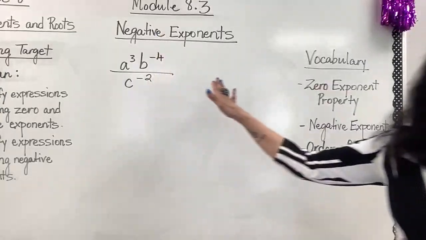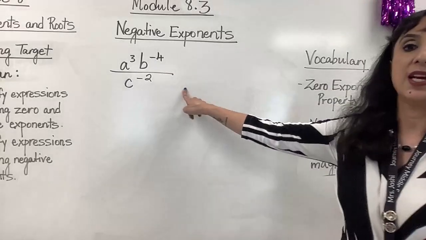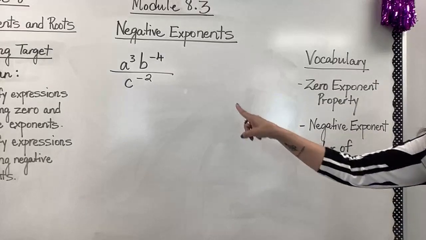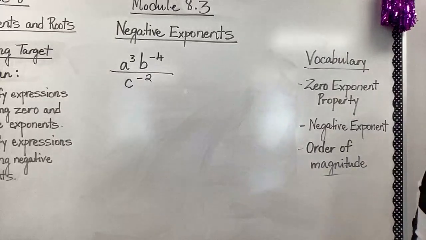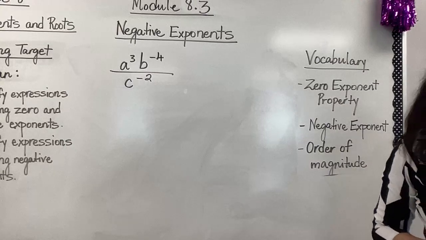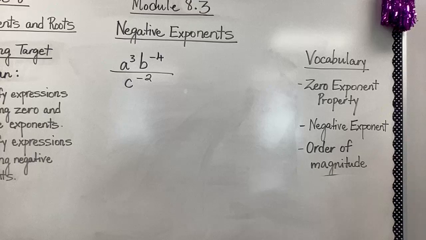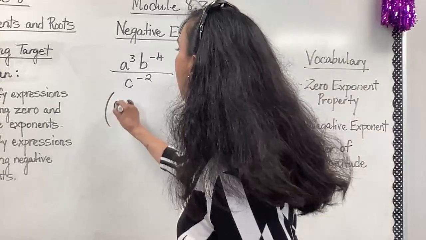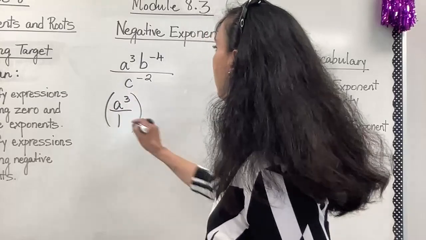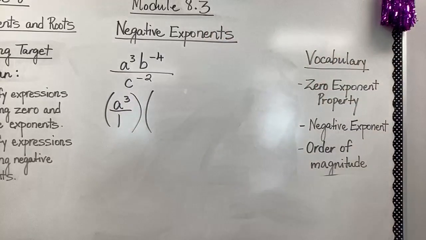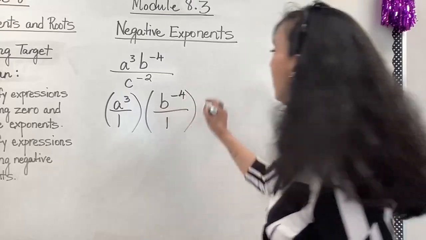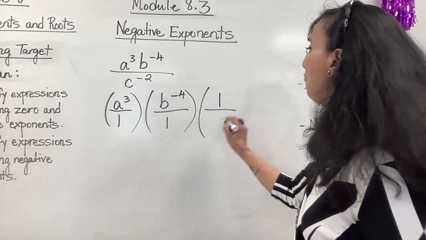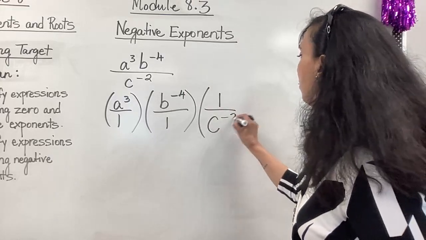So here is a problem, and we are going to simplify this. And of course, we are going to assume that the denominator does not equal 0. Okay, so the first thing we are going to do is write this as a product of fractions. So I am going to say I have a cubed over 1, times b raised to the power of negative 4 over 1, and then I have 1 over c raised to the power of negative 2.